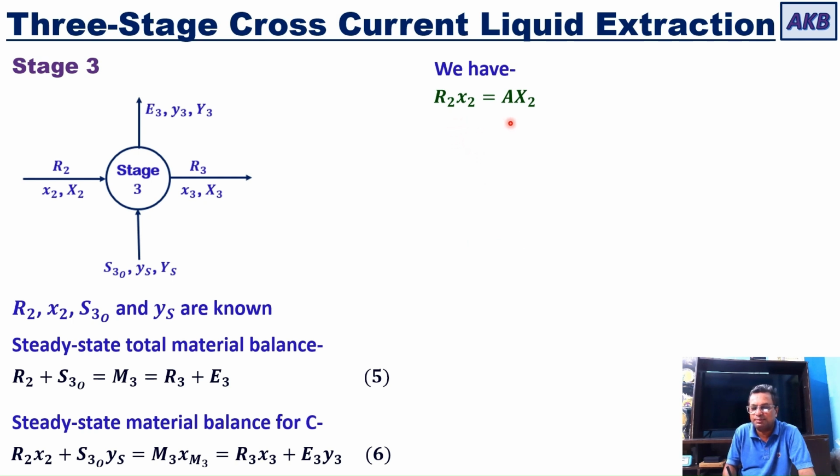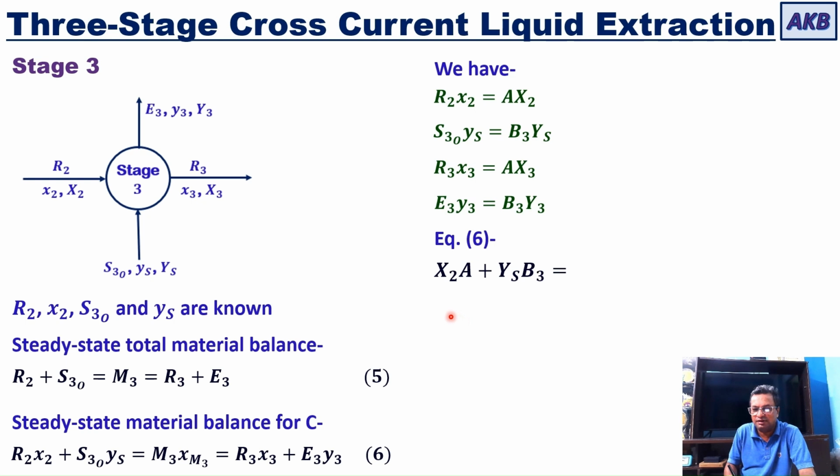R2 into x2 is capital X2 into A. E3 into y3 is B3 into capital Y3. R3 into small x3 is A into capital X3. And E3 into small y3 is B3 into capital Y3. Now, if I use these relations in equation 6, I will be getting X2 into A plus Y3 into B3, that is equal to X3 into A plus Y3 into B3.